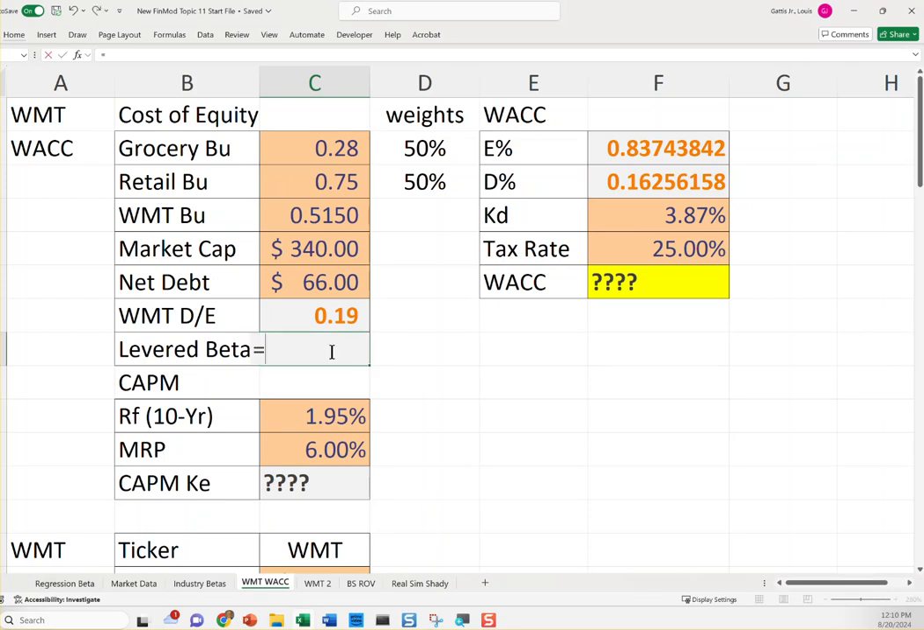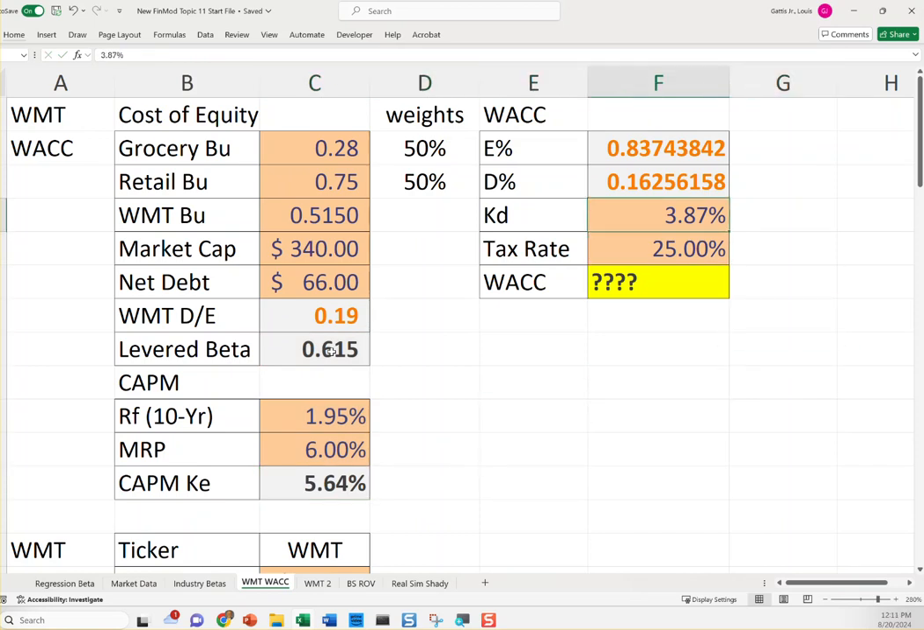We first will calculate the levered beta that we'll use for CAPM, and that is the unlevered beta times 1 plus their D/E ratio. I can then use that in my CAPM formula, risk-free rate plus the levered beta times market risk premium. That's roughly the 100-year average of the expected or historical returns of the stock market over the 10-year treasury. And now I can calculate the weighted average cost of capital.